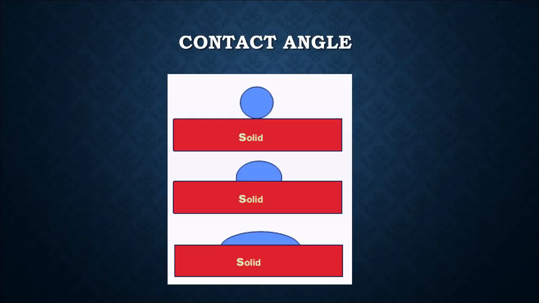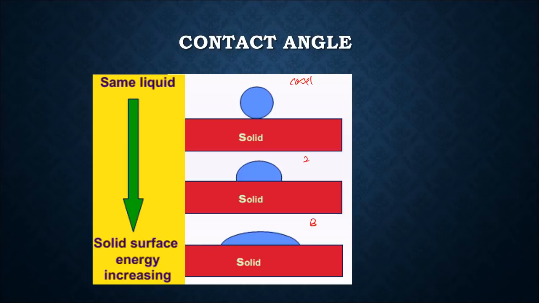So let's say now you have case 1, case 2, and case 3. When you have the same liquid, what happened to the solid? You will observe from case 1 to case 3 that the contact angle is reducing. This means the solid surface energy is increasing, so the solid surface energy of case 3 is higher than case 2, which is higher than case 1.